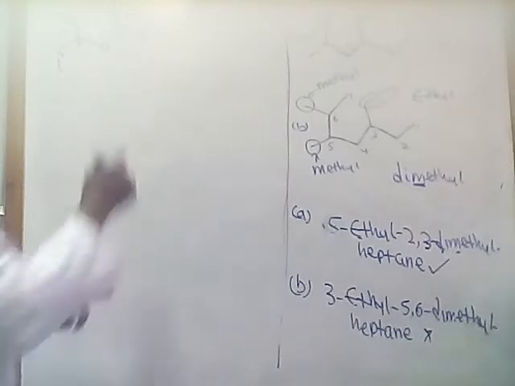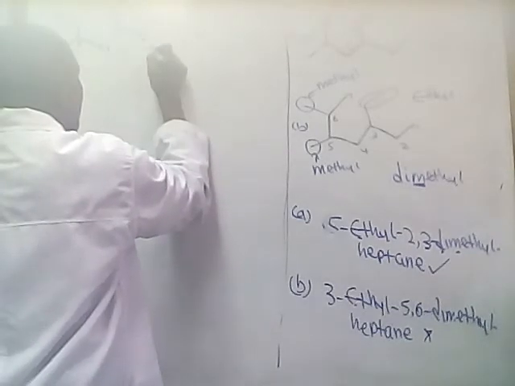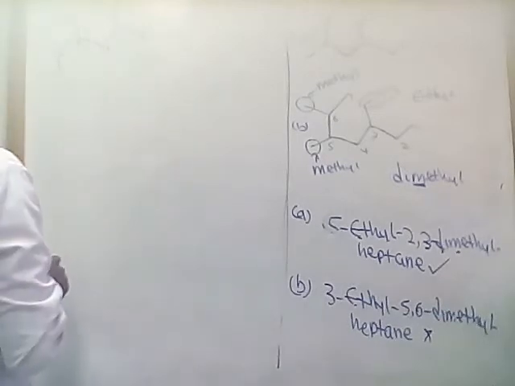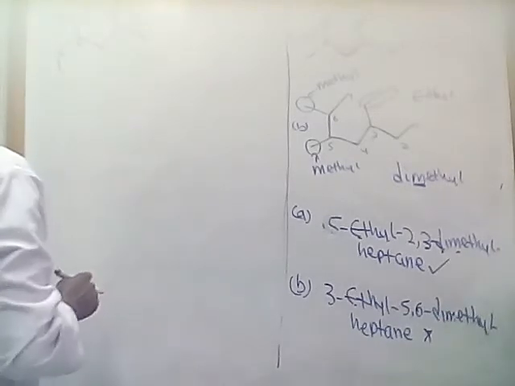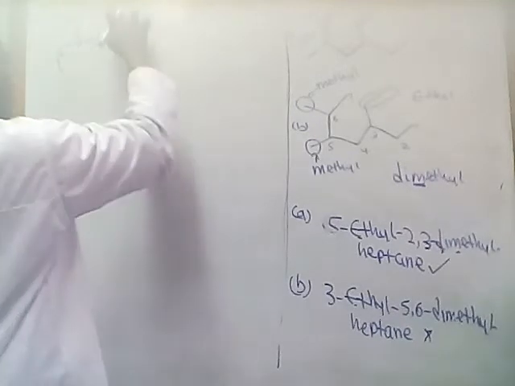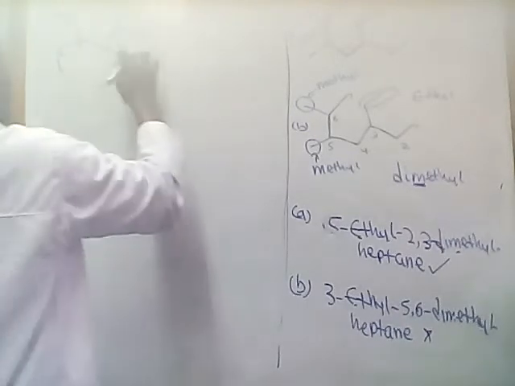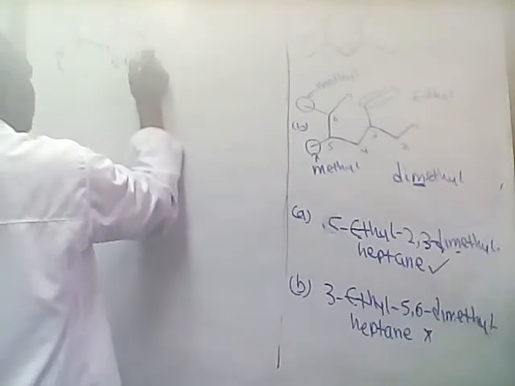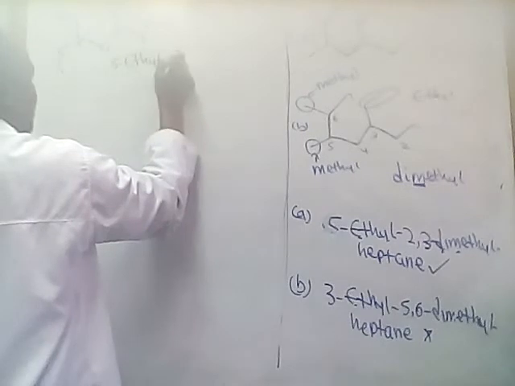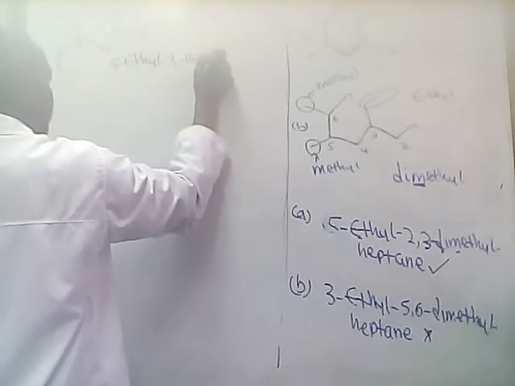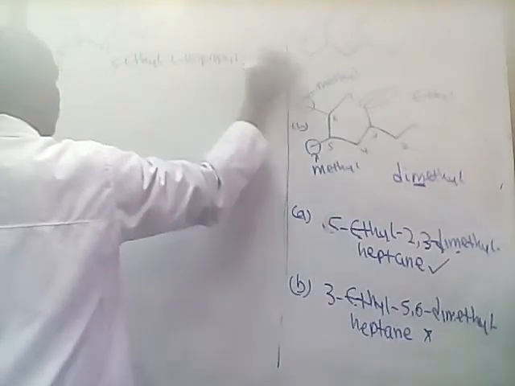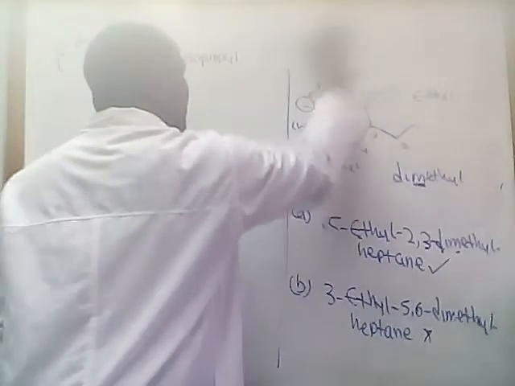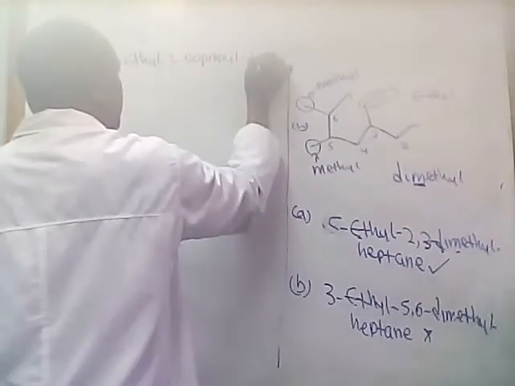So if I number like that one, this will be 3. No, I'm going to do what? If I number like that one, I'm going to start numbering from the ethyl. So in this case, if I number like that, I'm going to get 5 ethyl, and then I get 3 isopropyl, and then because of the chain, do I put the name here? So this will be heptane, yeah?